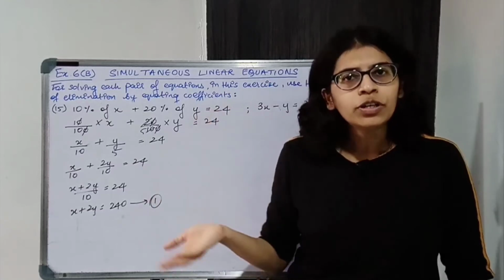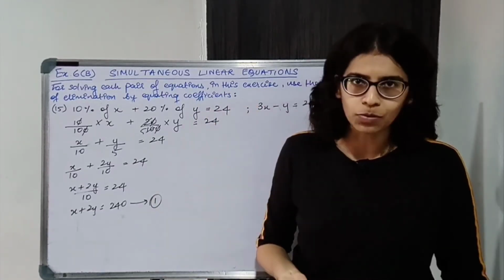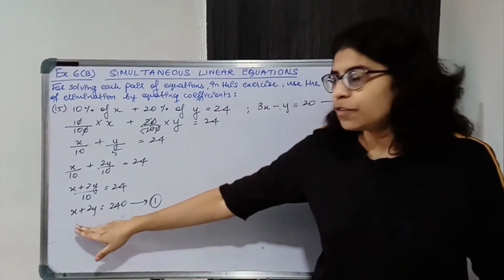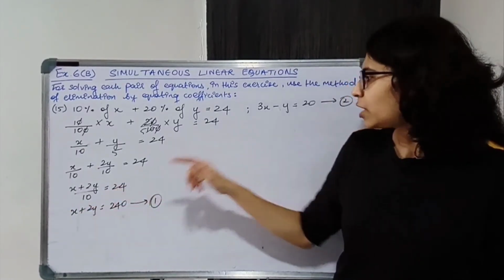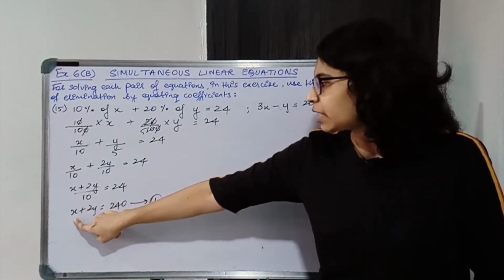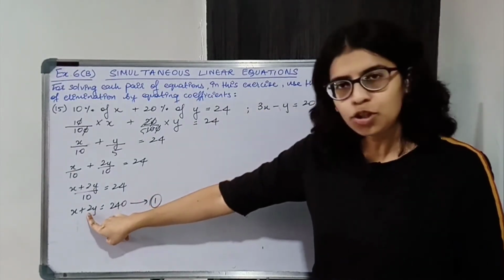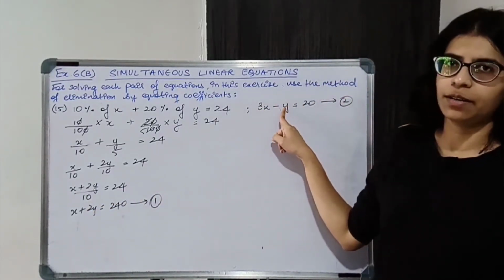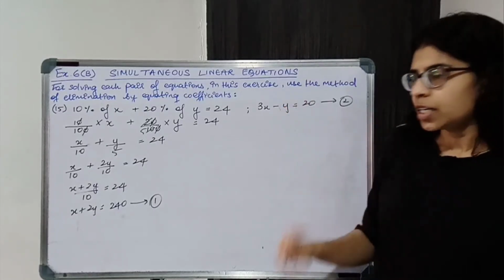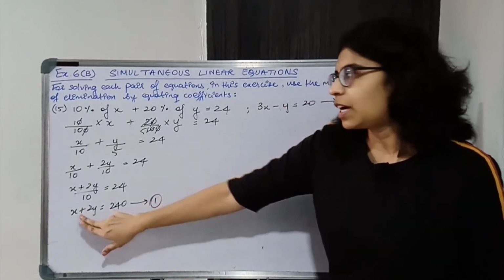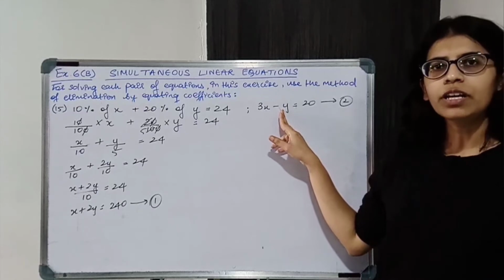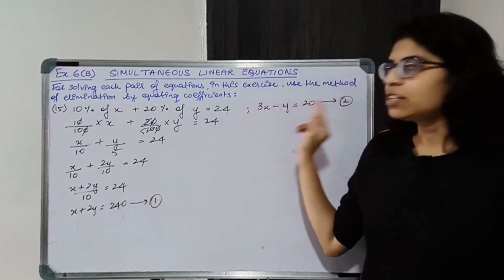Now second step, check the coefficients. If they are equal, good. If they are not, you have to make them equal. Which one do you want to make equal? Just check. The coefficient of x here is 1, here it is 3. And y is 2 here and 1 here. But here we have positive y, here we have negative y. So on adding we can solve the equation.